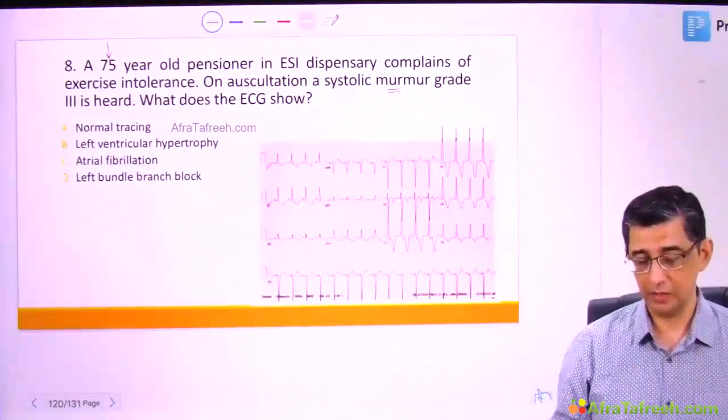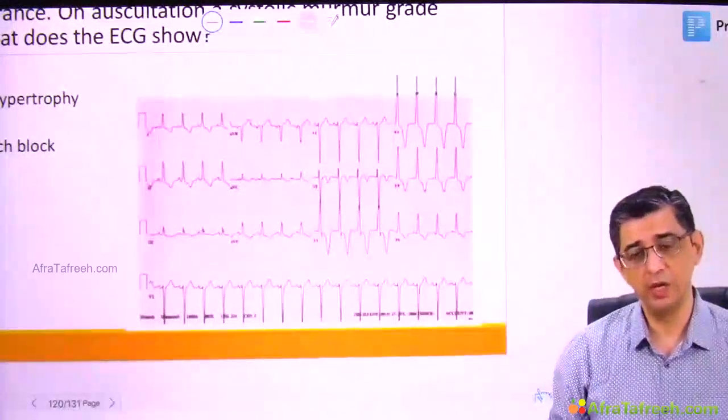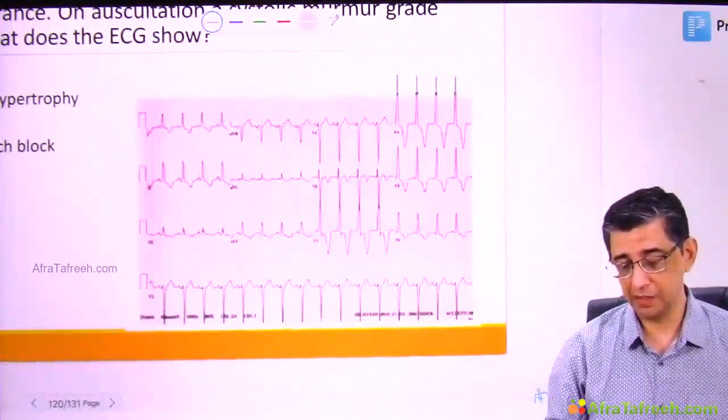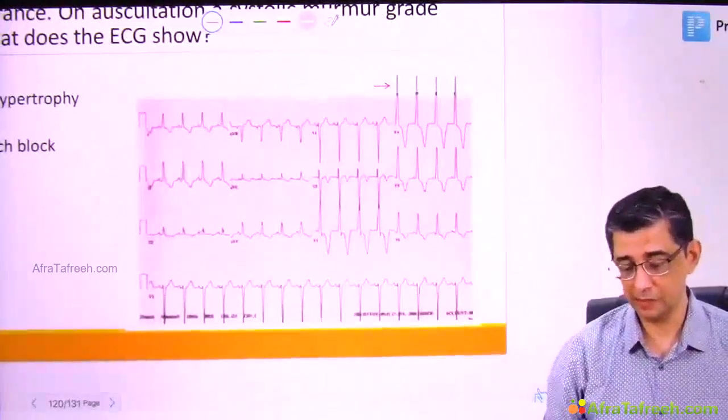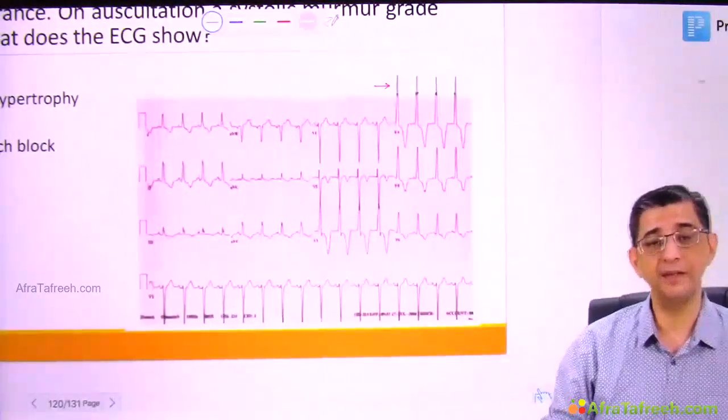But let's look at the ECG of this patient. And the moment you scan through the ECG, the first thing that strikes you is very significantly tall R waves present especially in lead V4, which are in fact going out of the routine tracing.